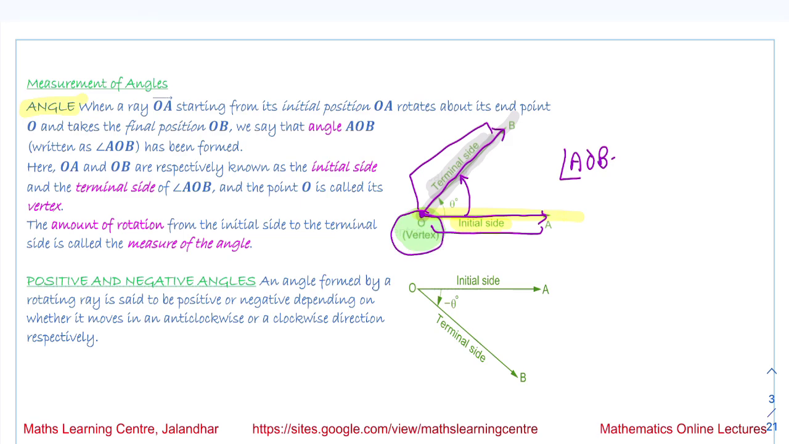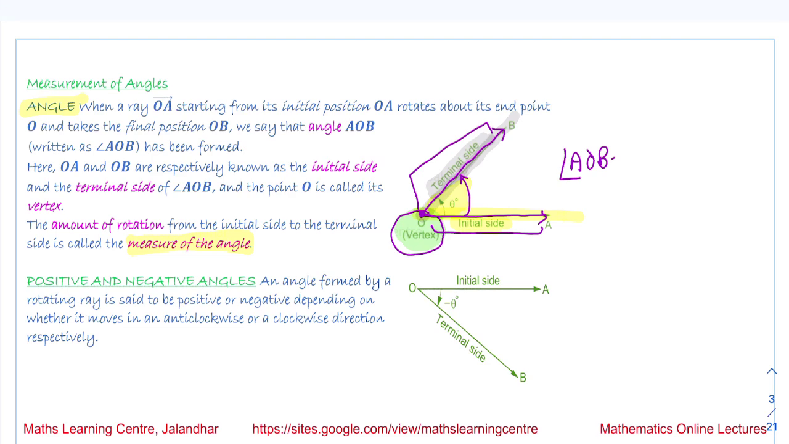The amount of rotation from the initial side to the terminal side is called the measure of the angle. This is the definition of the measure of the angle. This measure of the rotation over here is called the measure of the angle.